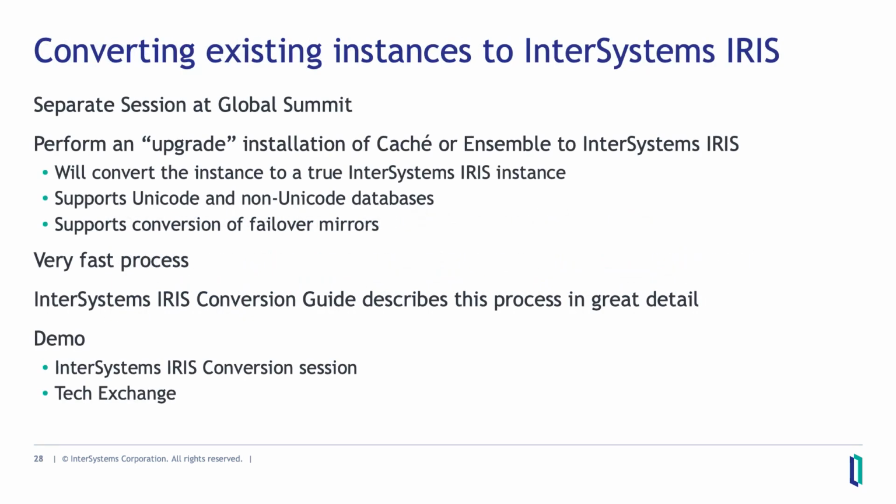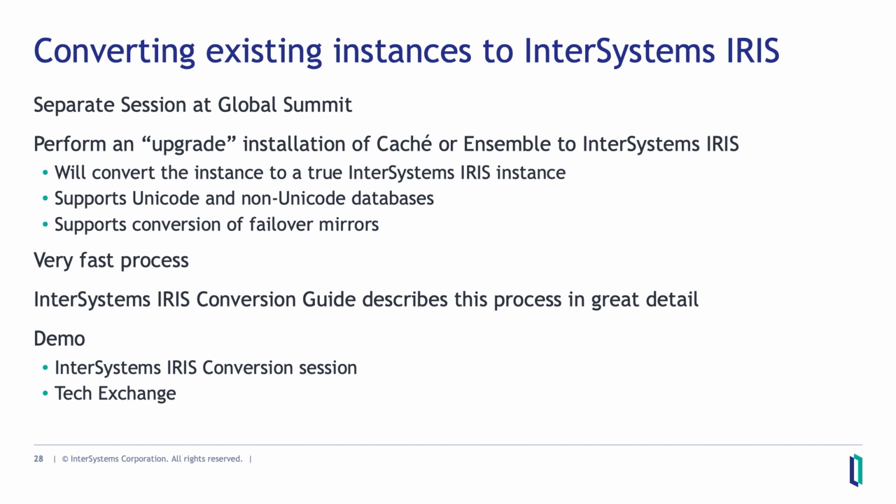So the conversion process, that's a separate session. I mentioned that already. Performing an upgrade installation will convert an instance in the process. What a conversion process does is take a Caché and Ensemble instance and end up with a real InterSystems IRIS instance. This is not Caché or Ensemble modified or anything. This is actually InterSystems IRIS. For example, if your Caché instance has ZenMojo installed and you convert this to InterSystems IRIS, after this it will not have ZenMojo, right? Because InterSystems IRIS doesn't know about ZenMojo. So it's a very different mechanism.